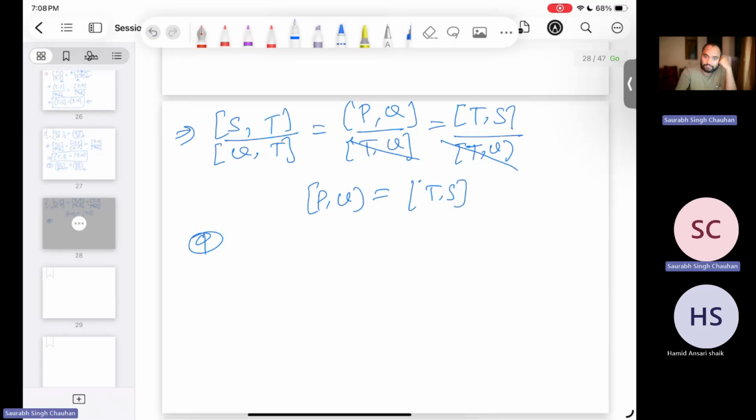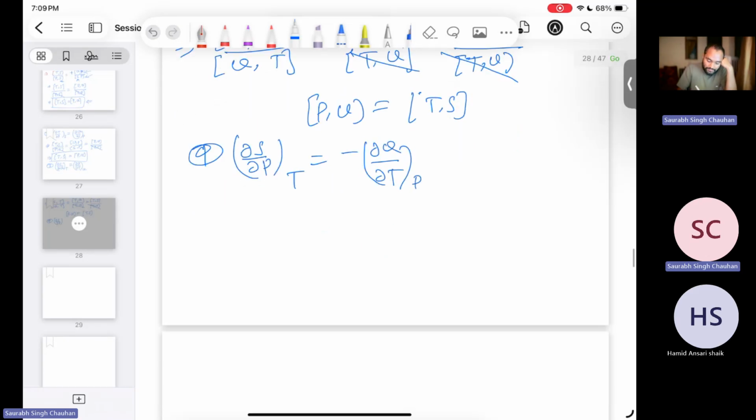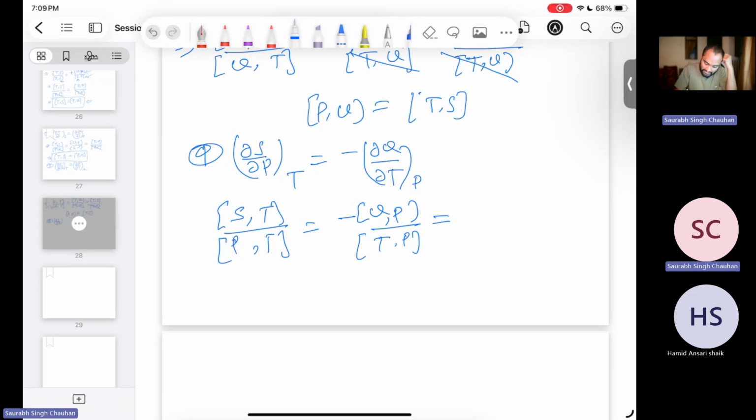And the same thing goes for the final Maxwell equation. What is the fourth one? The fourth one: del S by del P at constant T is equal to minus del V by del T at constant P. So S by P, and T is repeated, is equal to minus V by T, and again P is repeated. There is a negative sign, so you can just write this by flipping the order, P comma T. So these things will cancel out.